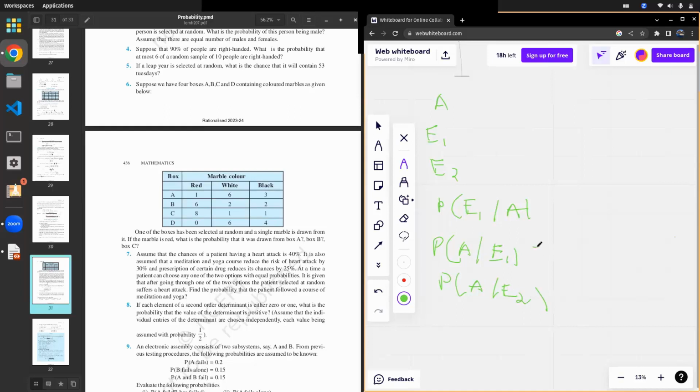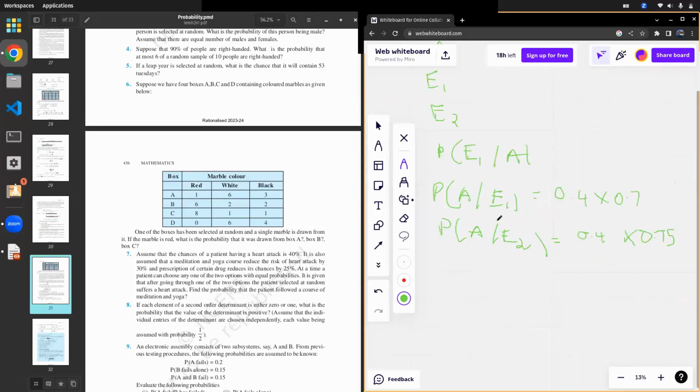So it is given that the probability of heart attack will be reduced by 30%. So every person has an initial probability of 0.4. So after following yoga and meditation, the probability will be reduced by 30%, so this will be equal to 0.4 into 0.7. Similarly, here the probability is 0.4 for a patient to get a heart attack, and it is multiplied by 0.75 as the risk is reduced by 25%. So we got the probability of A given E1 and the probability of A given E2. So now by substituting in the Bayes theorem, we will get our final answer. So we move to the next question.